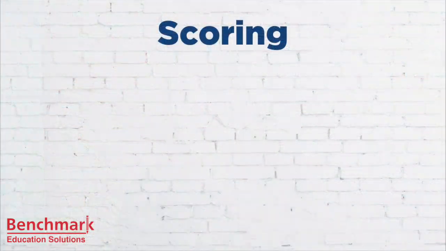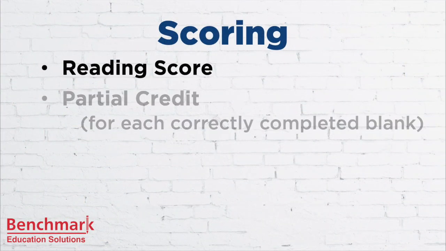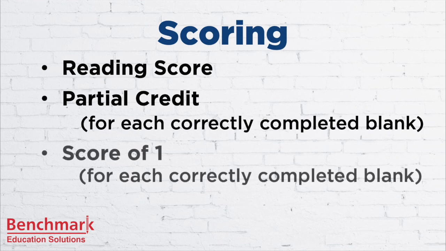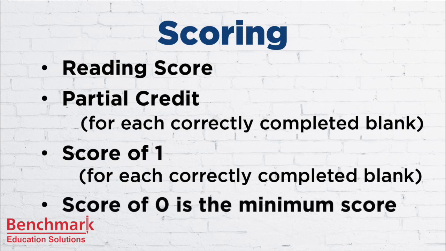Now let's take a look at how this question is scored. Reading fill-in-the-blank contributes only to your reading score. You get partial credit for each correctly completed blank. You'll get a score of 1 for each correctly completed blank, and you don't get any points if you get a blank wrong. So one text could have 4 or 5 potential points, which is why this question type is considered very important in terms of scoring.